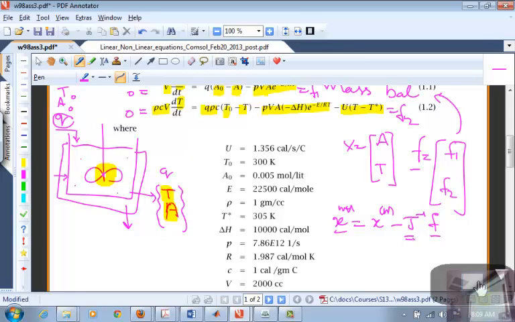Okay, so I need to provide an initial guess for A and T. Remember, A naught and T naught are the inlet temperature and concentration to the reactor. The subscript T0 and A0 are known values. The state vector, I need to make a guess, but that is a guess for the exit concentration and temperature, A and T.